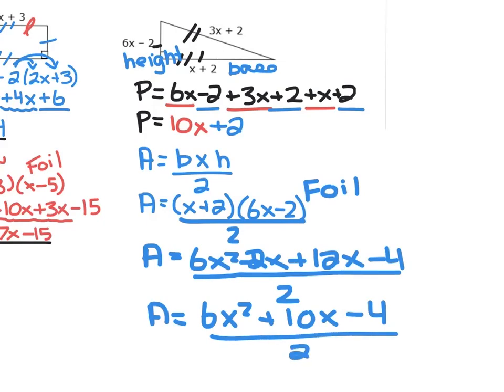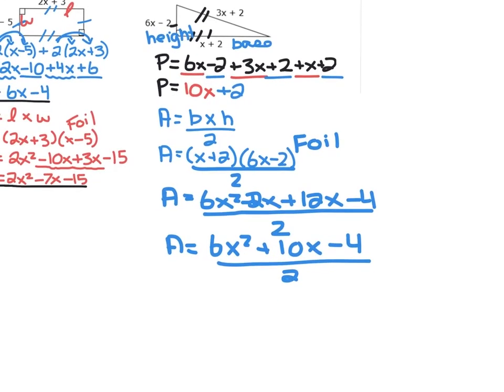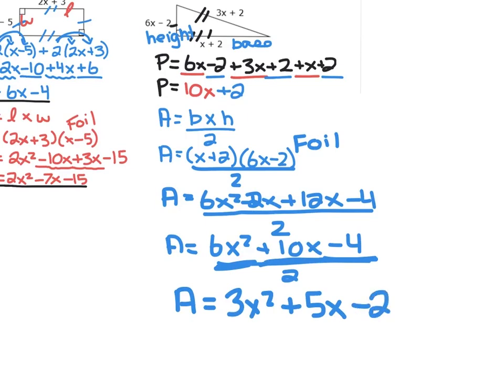And now what we can do is we can divide everything in this equation by 2. So if we do that, 6x squared divided by 2 becomes 3x squared. Positive 10x divided by 2 becomes positive 5x. And negative 4 divided by 2 becomes negative 2. So we've been able to find the area of the triangle and the perimeter of the triangle just using our basic knowledge of the formulas for perimeter and area, and using our simplifying and collecting like term skills.